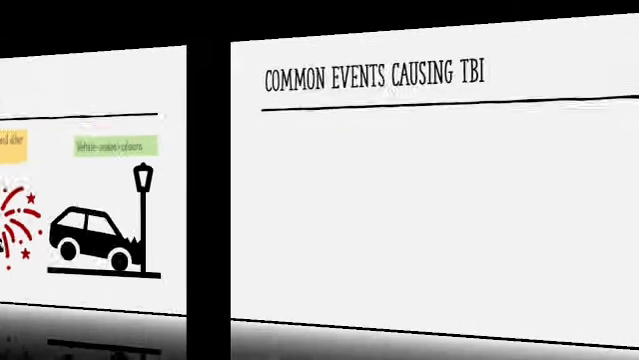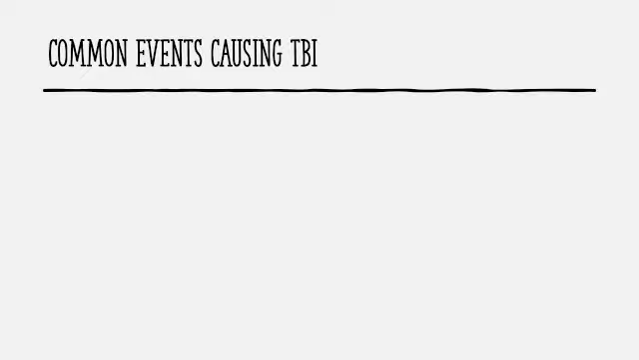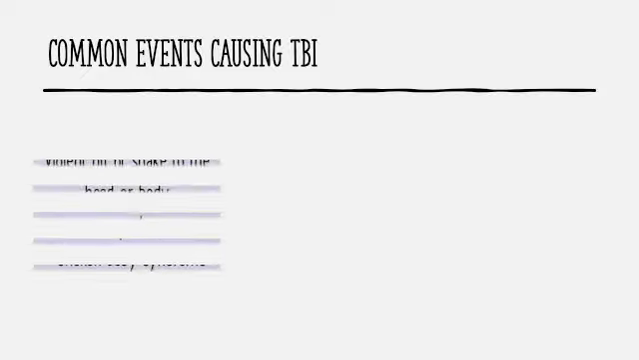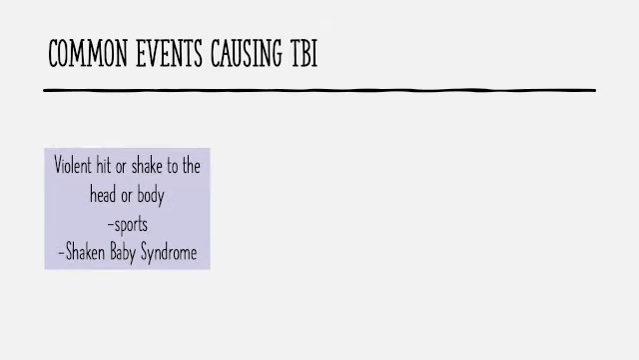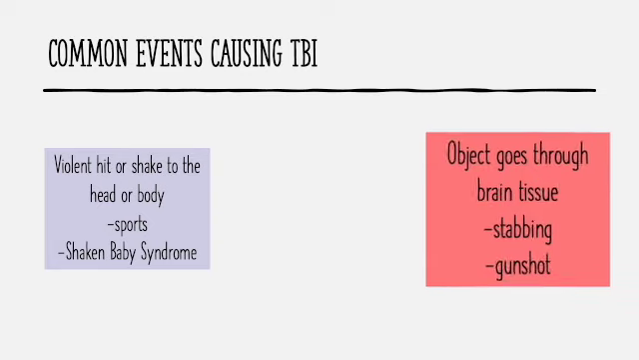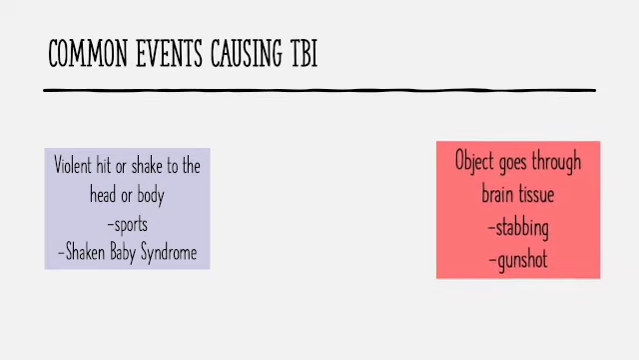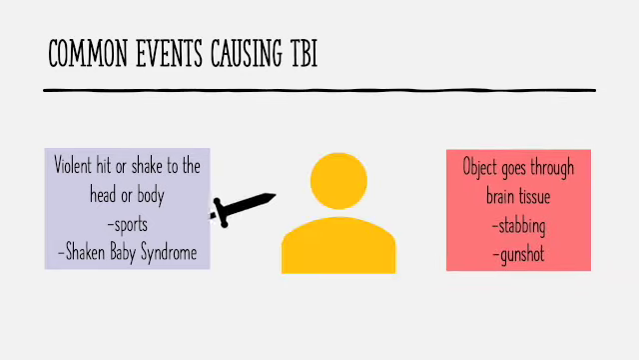A couple other causes of traumatic brain injury are a violent hit or shake to the head or body. This can happen in sports such as American football, soccer, rugby, baseball, or any other contact sport. There's also shaken baby syndrome, where a child is shaken with such force that their brain sustains damage from moving around in their head. If an object goes through the brain tissue, such as in a stabbing or a gunshot wound, this can also cause traumatic brain injury.